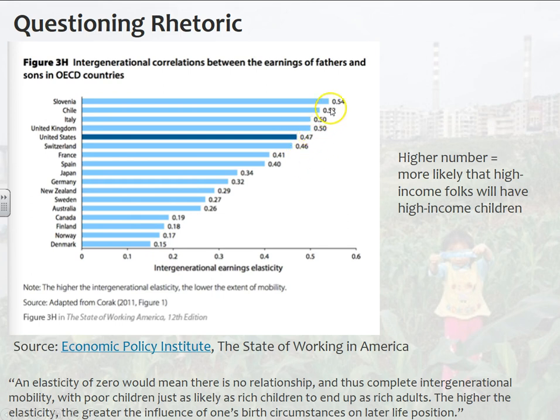And you can see that the US is really high on the scale, meaning it's relatively common for wealthy people to have wealthy kids, where you go to somewhere like Denmark, Norway, Finland, Canada, where they have more social mobility, it's a little easier for low-income people to become wealthy, and vice versa, wealthy people to become low income. Okay, so that's it for this part.